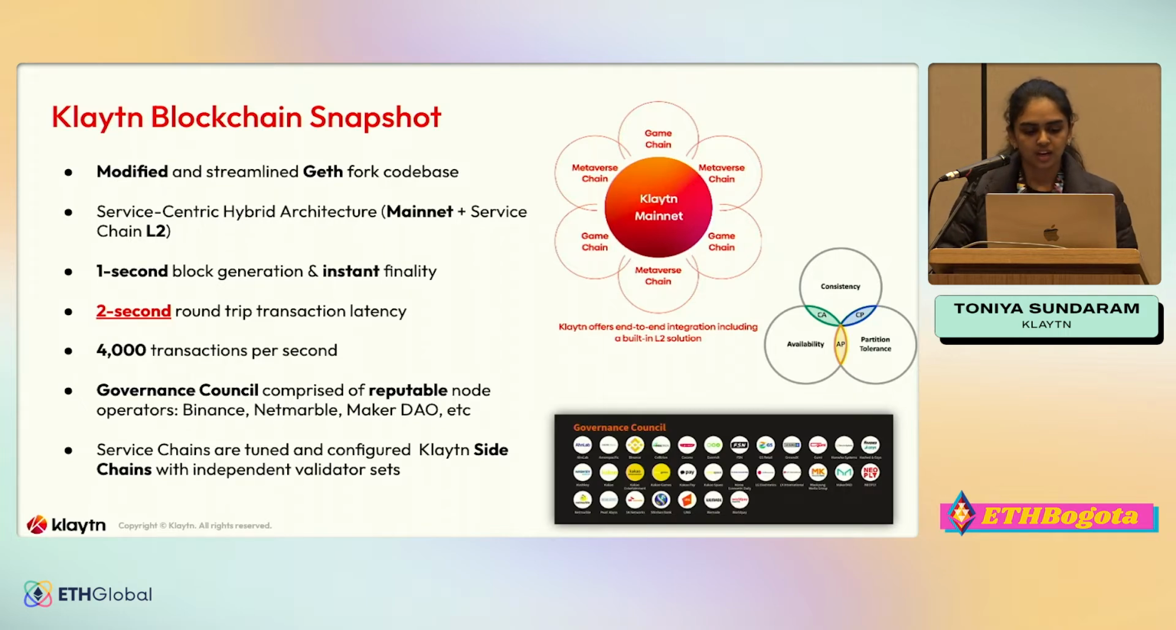And like I said, we have a service-centric hybrid architecture. We have this governance council, which we call the validator set. We have some reputable node operators in the validator set, like Binance, Netmarble, and MakerDAO. And like I said, we have the service chain, which is the side chain. It is for scalability, and you can interop with the main chain.